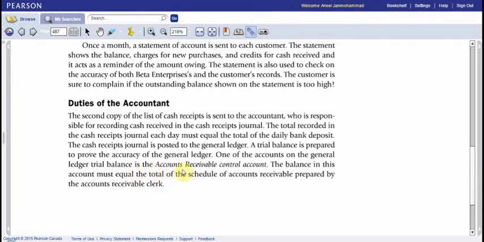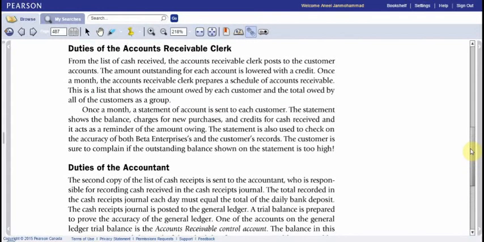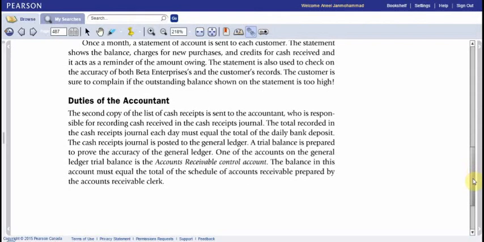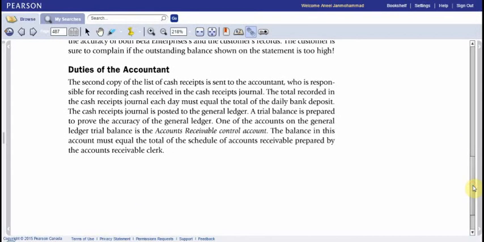And so the accounts receivable control account, that's the main accounts receivable account, is being updated by the accountant. And the subsidiary ledger, each of the smaller accounts for each of the customers, is being updated by the accounts receivable clerk. So at the end of the day, both people's work should match, and even the customer will correct you, especially if the statement says the customer owes too much, the customer will correct you.